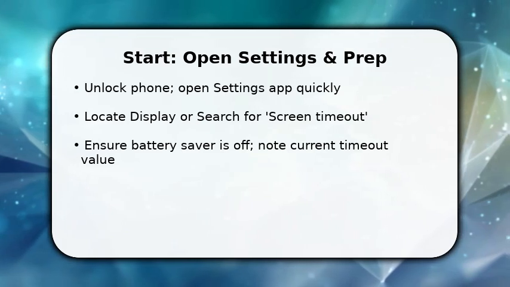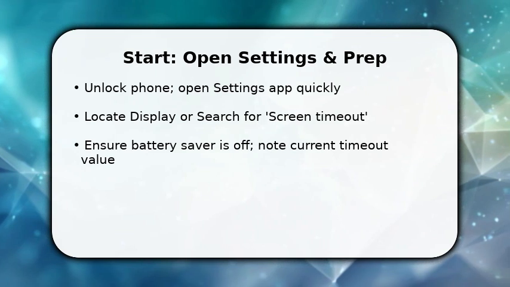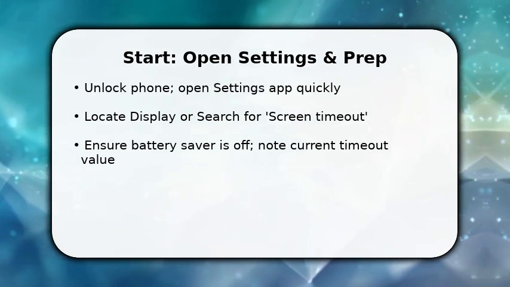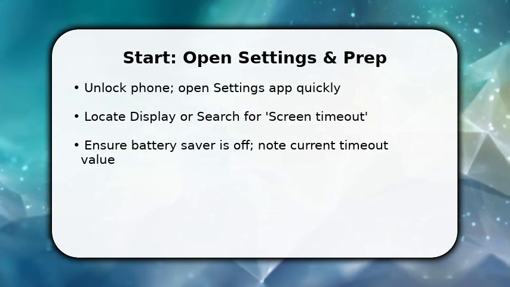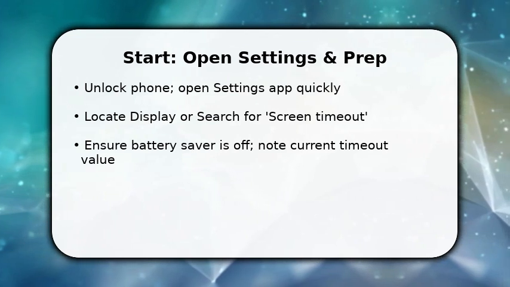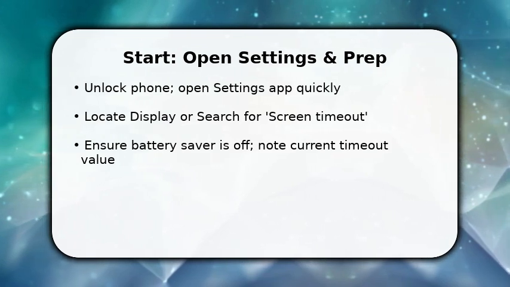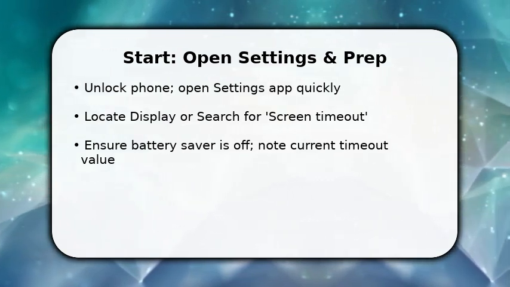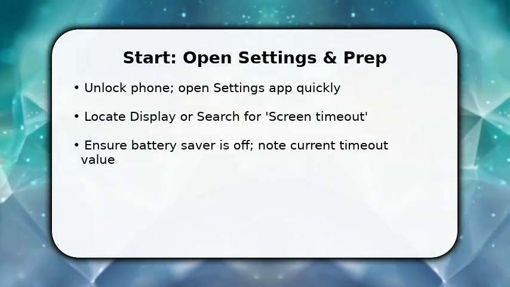Enjoy the video. You'll begin by unlocking the device and opening settings. Do it now so we can change timeout without delay. Once done, tap Display or enter Screen Timeout in Settings. Search to jump directly. Make sure Battery Saver is off because it can override timeout choices. Note the current timeout value so you can compare. You're taking these steps now to ensure the system shows all available timeout options and to avoid wasted taps later.